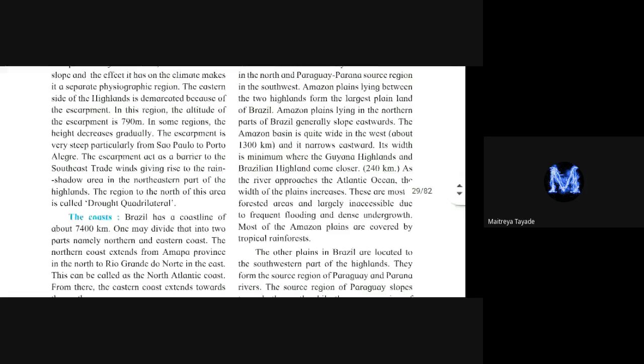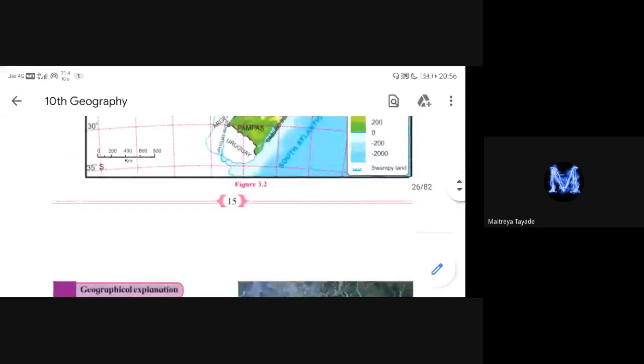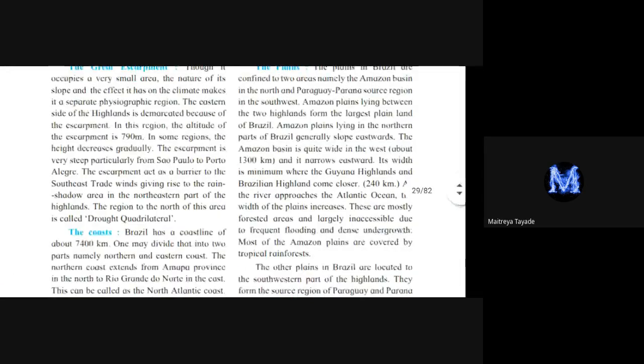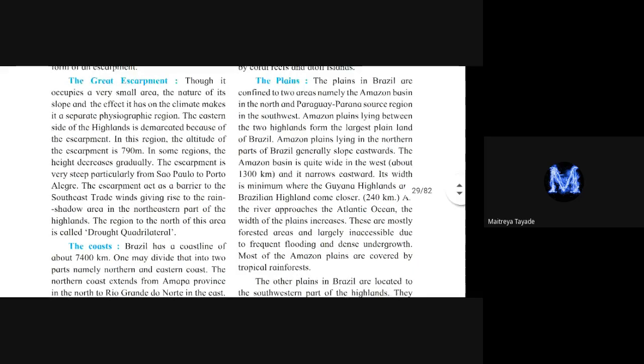The region to the north of this area is called Drought Quadrilateral. As I told you, because all the rain or clouds get stored by the escarpment, the region next to that escarpment, see here, here is the escarpment. If you go to the north, then that is called the drought quadrilateral, because there is less rainfall and it is a drought prone area. So this is the second part of the Brazilian physiographic division. First we have seen highlands, after that we have seen the great escarpment.